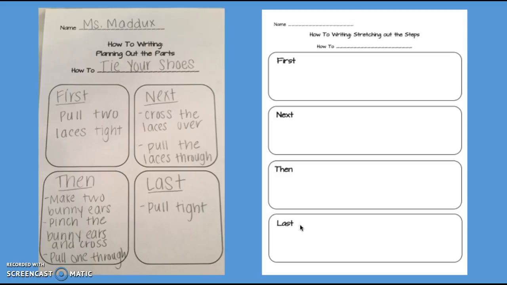So when we are stretching out these steps, we want to look at the part that we've planned and walk our reader through it step by step by step. So taking teeny, teeny, tiny steps, because I can't just jump in and say, pull your two laces tight. That reader is going to have no idea what I'm talking about. They are going to think, all right, does she want me to pull them tight with my teeth? Am I pulling the two laces towards the ground? Am I pulling them out of the shoe? They're going to have no idea.